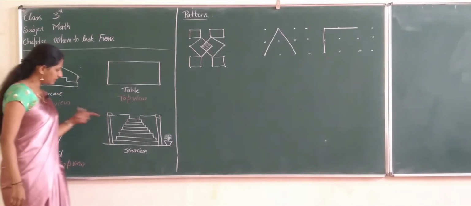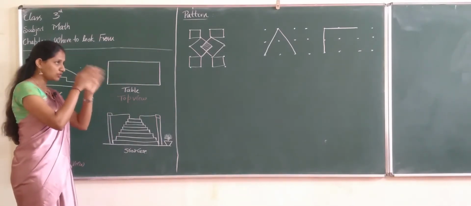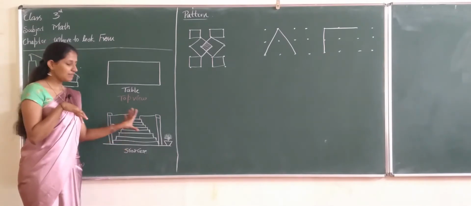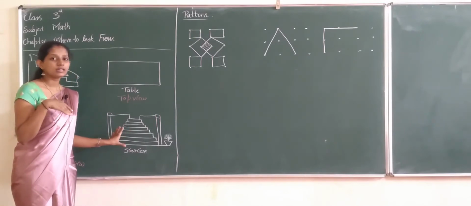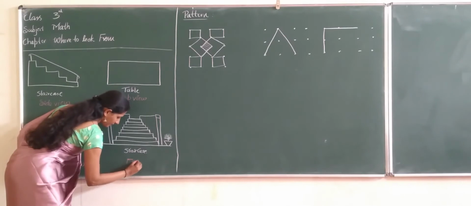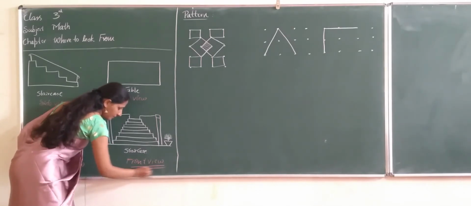What about this one? It is also a staircase. In which view can you see a staircase like this? You can imagine the staircase. What is the view? Correct. Front view. Front view. Understood?